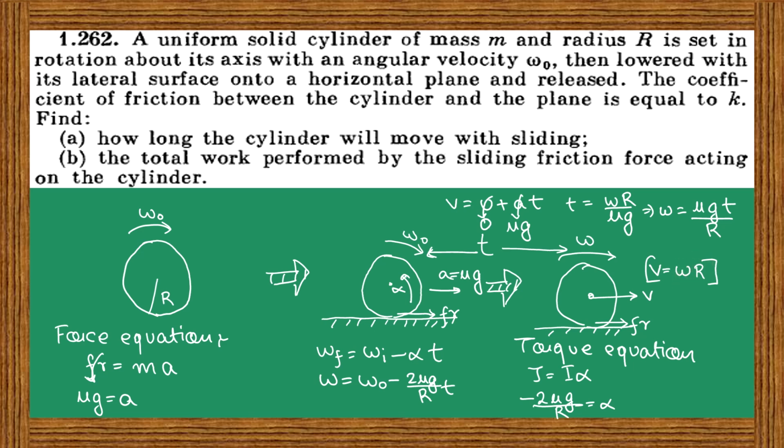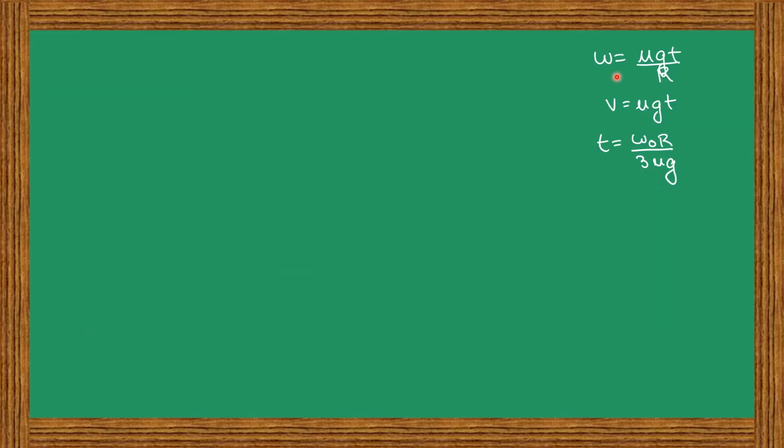So what we do is we get the value of omega, we get the value of v, we get the value of time. Now let me substitute this time by this parameter out. Okay, so what is the value of omega? Omega is nothing but mu g by r into t. What is the value of t? Omega naught r by 3 mu. So mu g, r and r will get cancelled. So my final angular velocity will be omega naught by 3.